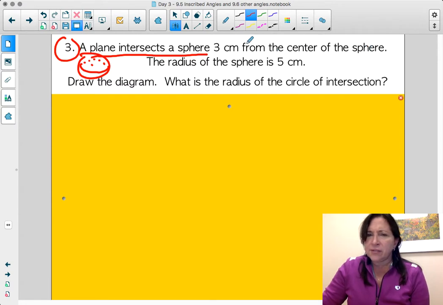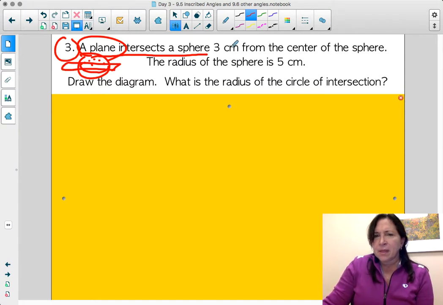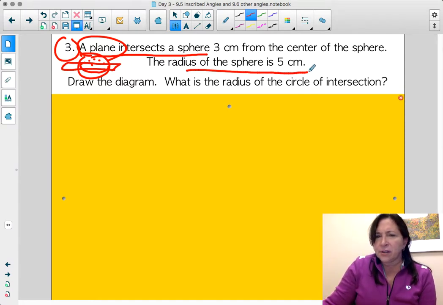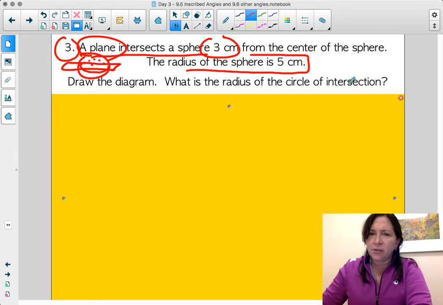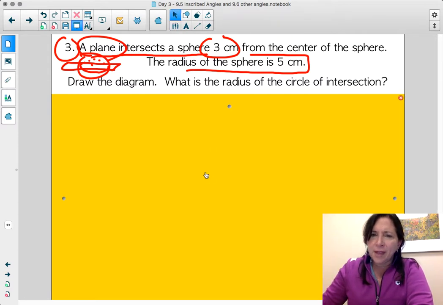From the center of the sphere. So a plane, not an airplane, but a plane, intersects. And the radius of the sphere is 5. The plane intersects the sphere 3 centimeters from the center. I'd like you to take a moment and try to do that. So hoping that you pause the video and work that out.